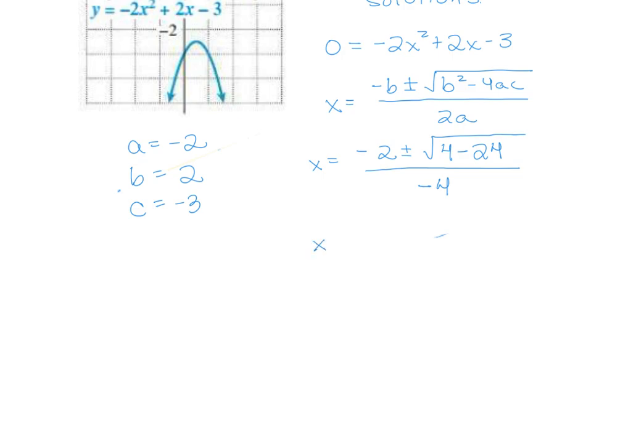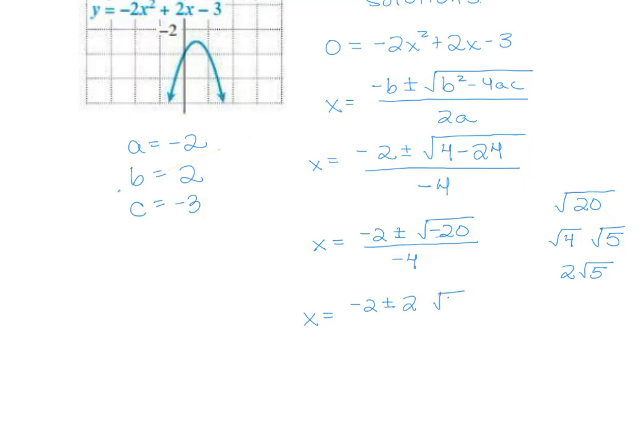All right, if we finish simplifying inside the square root, we get the square root of negative 20 over negative 4. We haven't done this today yet, or in this video. We do want to break down square root of 20. And so square root of 20 is square root of 4 times square root of 5. We get 2 square root of 5. If we bring that back over, we get negative 2 plus or minus 2 square root of 5.